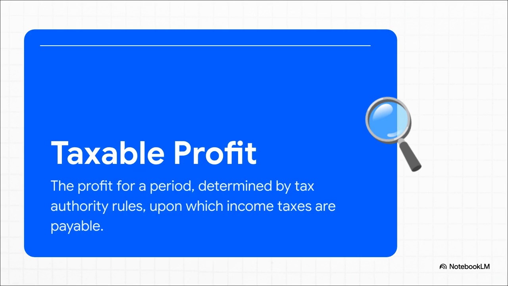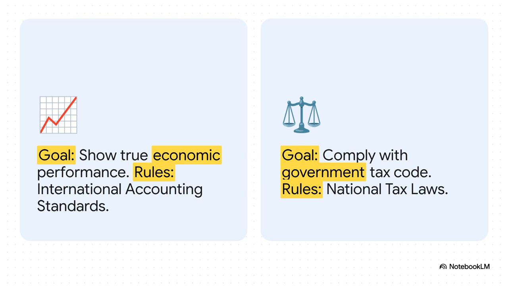And then we have taxable profit. This is the number that the tax authorities are really interested in. Why? Because this is the figure that's calculated using their rules, and it's what determines the actual cash tax the company has to pay. This chart just lays it out perfectly, doesn't it? On one side, accounting profit is all about showing true economic performance. On the other, taxable profit is purely about following the government's tax code. It's the same company, same business operations, but two completely different goals, which means two different profit numbers.